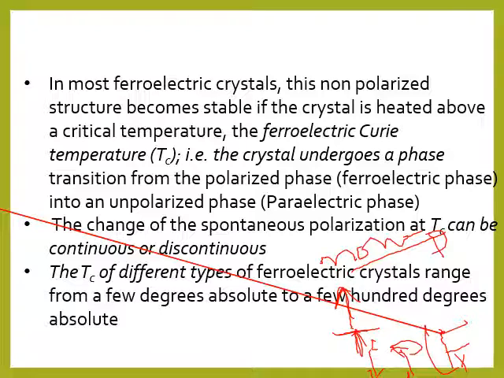The non-ferroelectric material, where the material is not spontaneously polarized, this non-polarized phase is called the paraelectric phase. The change of spontaneous polarization at the Curie temperature can be continuous or discontinuous. The Curie temperature of different types of ferroelectric crystals ranges from a few degrees absolute to a few hundred degrees absolute. Each type of ferroelectric material has a different range of Curie temperature.